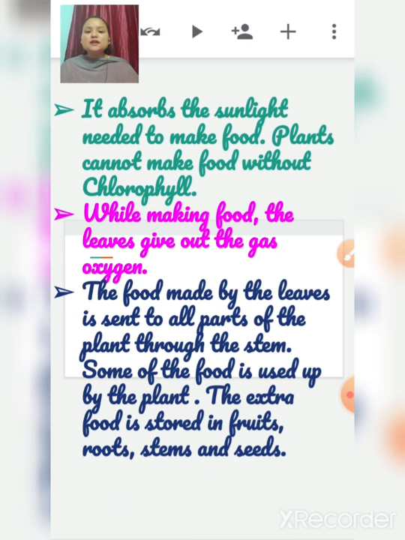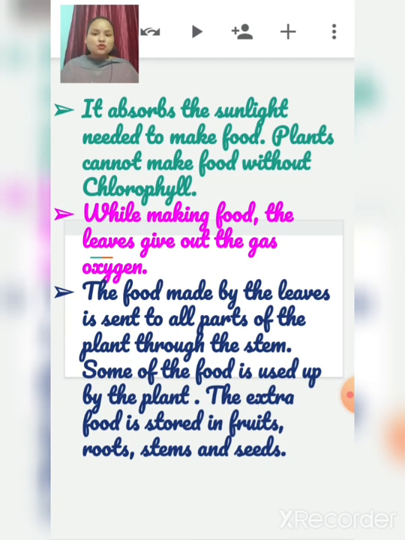While making food, the leaves give out the gas oxygen. The food made by the leaves is sent to all parts of the plant through the stem. So see children, it is very important, what do plants do? While preparing their food, they inhale carbon dioxide and they exhale oxygen.